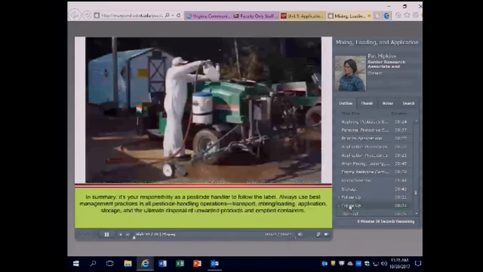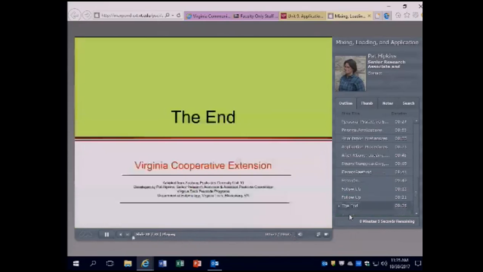In summary, it's your job to be a responsible pesticide manager. Always read and follow the label. Always use best management practices in every step of all pesticide handling operations: transport, mixing and loading, applying, storing, and ultimately disposing of unwanted products and empty containers that result from your pesticide application practices. And that's the end of our presentation on mixing, loading, and application. Thanks for listening.